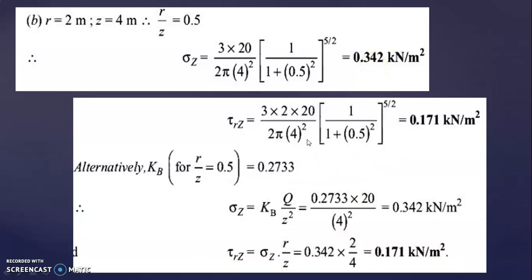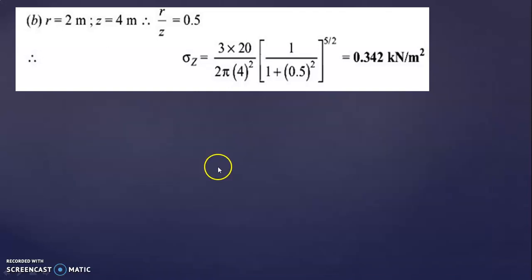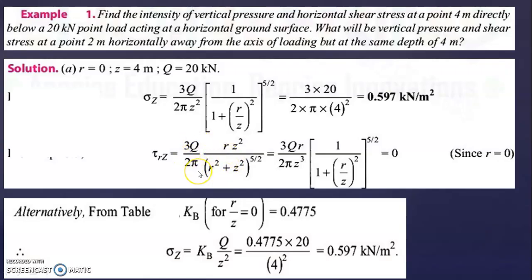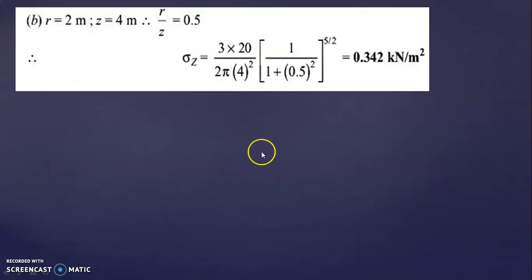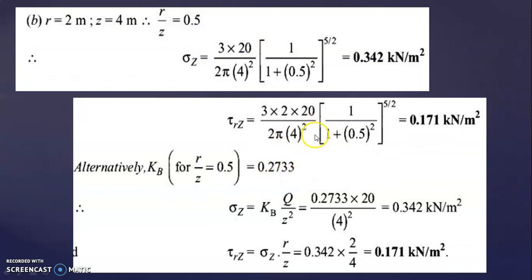meter square. Now tau r z, that is nothing but shear stress. Again use this formula for that. 3q divided by 2 pi r z square divided by (r square plus z square) to the power 5 by 2, or this formula, anything you can use. Suppose if I use this formula here, substitute all the values, we get 0.471 kilonewton per meter square.